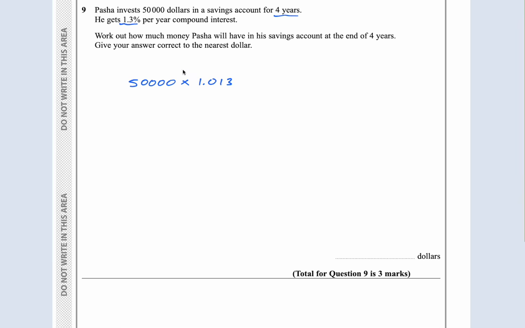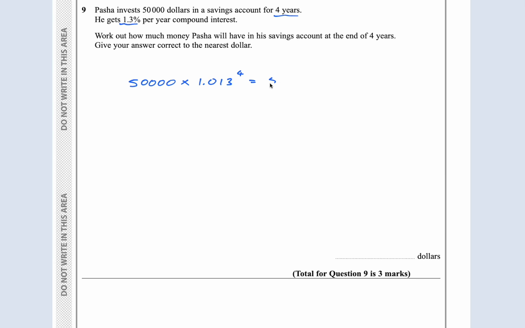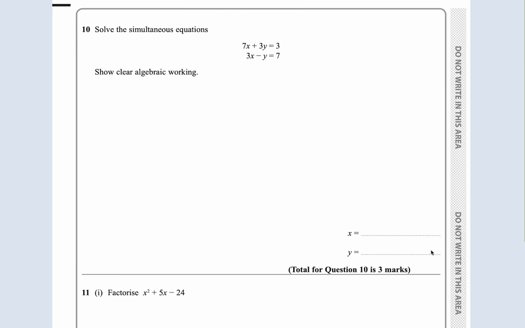Sorry, it's 1.3%, which means 1.013, because 1.13 would be 13%. So it's times 1.013. That's for 1 year, but we're going to do it for 4 years. So we do to the power of 4. Okay, so it's 50,000 times 1.013 to the power of 4, which is 52651.14. To the nearest dollar, $52651, and that's it. Okay, that's a nice question.